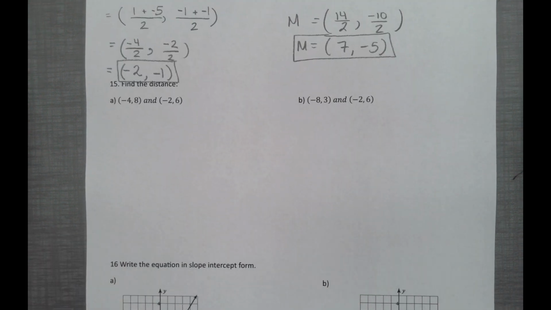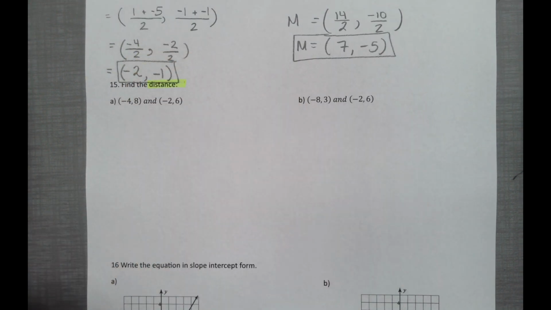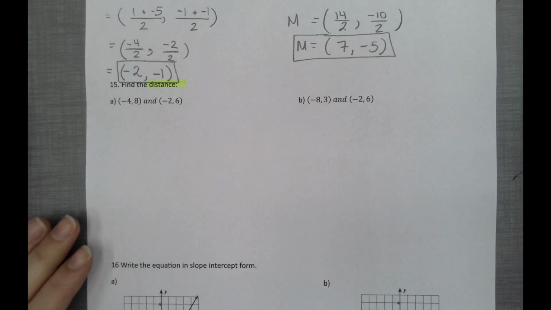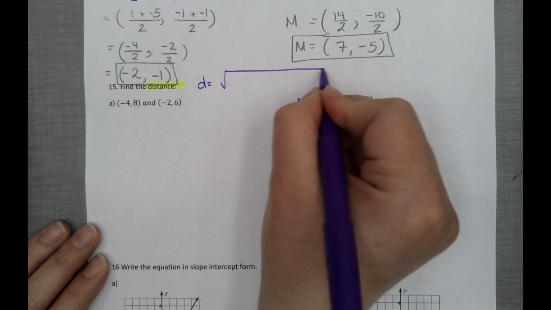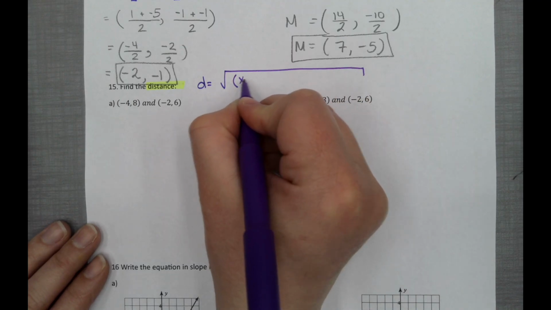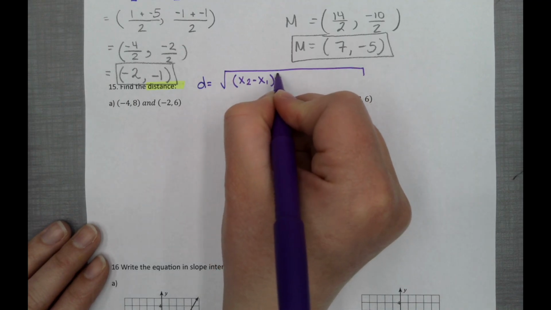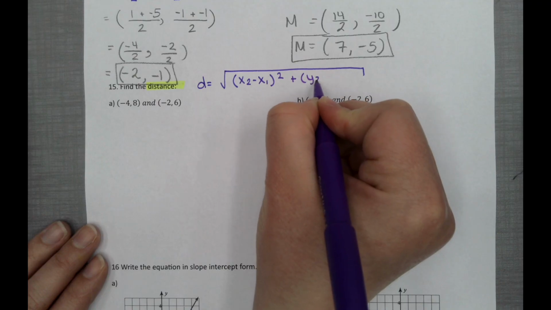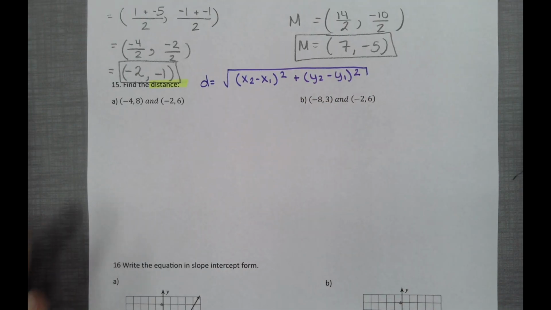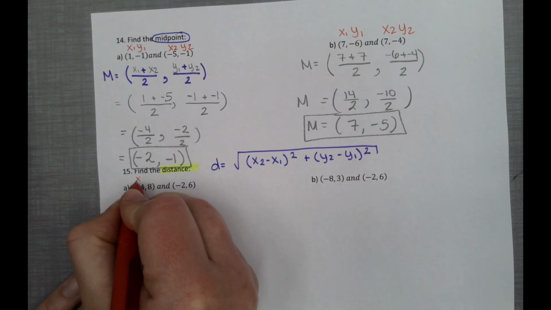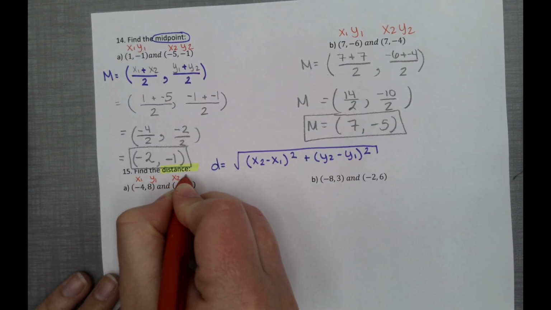The next one is asking us for distance. So a different formula. Distance, I'm going to write it out here. Distance is equal to the square root of x2 minus x1 quantity squared plus y2 minus y1 quantity squared, and then we take the square root. This is where you're going to need to know how to simplify your radicals and have your perfect squares memorized. Let's start by labeling our points, x1, y1, x2, y2.